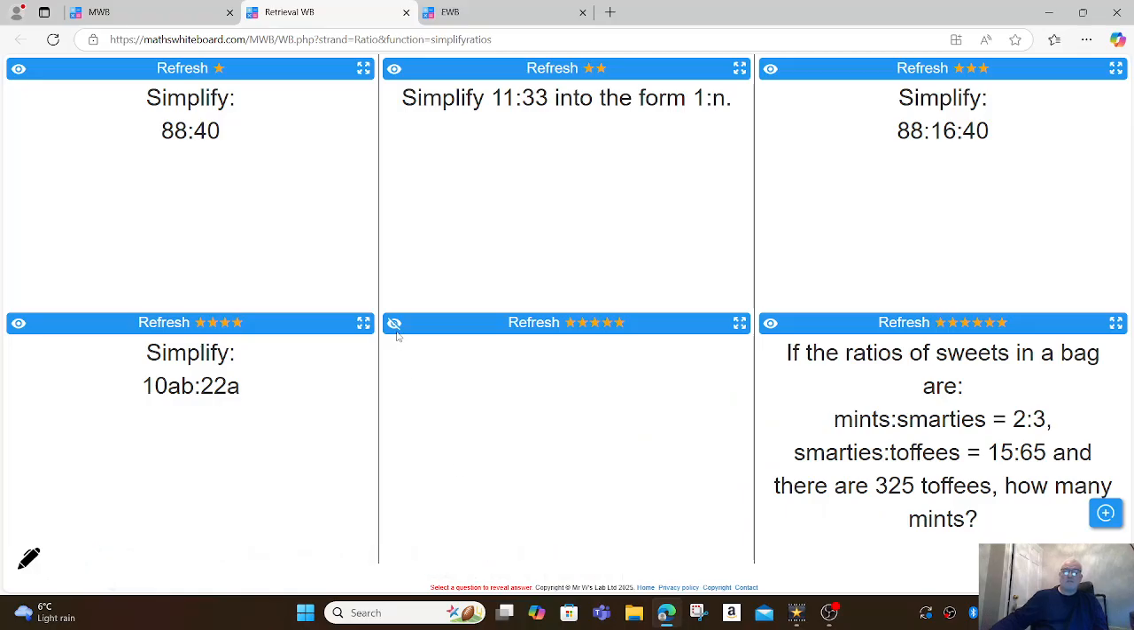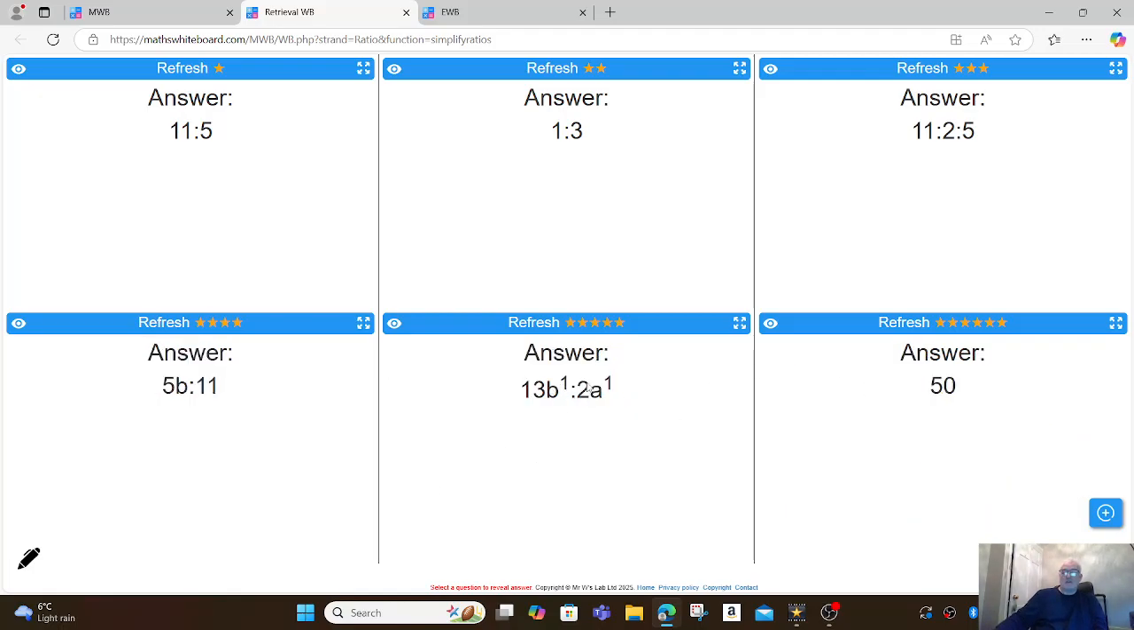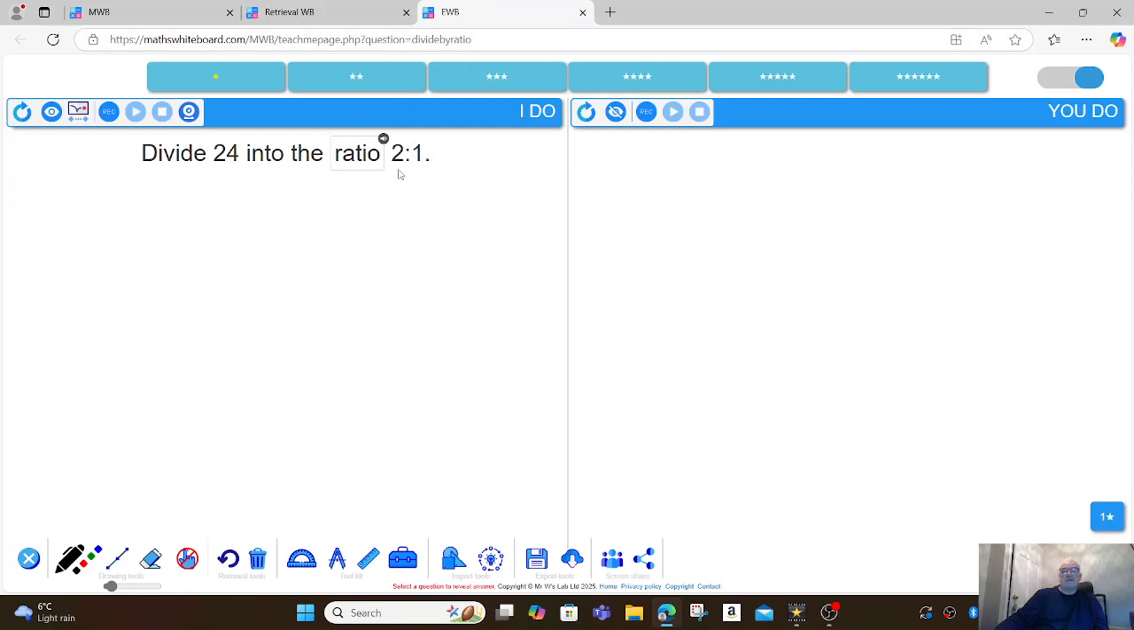Okay, so just going to click on the answers. You can see on the 5th question there, we don't necessarily need to put b to the power of 1 and a to the power of 1. We can just leave that as b and a. Okay, hopefully that made sense as a recap. Let's get on to dividing into a ratio.